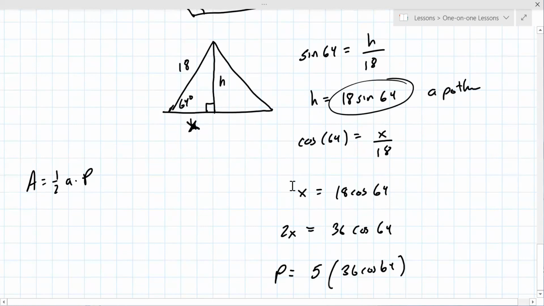So that's your work. There's actually quite a bit of work here. So it's 1/2. The apothem is 18 sine 64. Perimeter is 5 times 36 cosine 64.